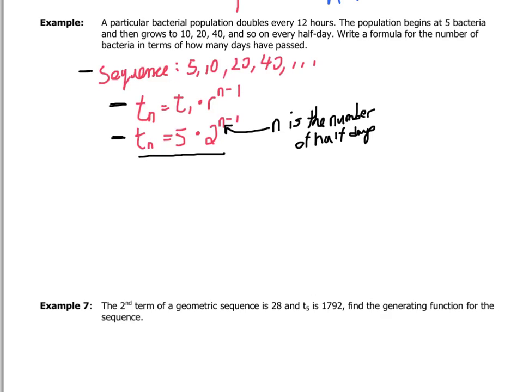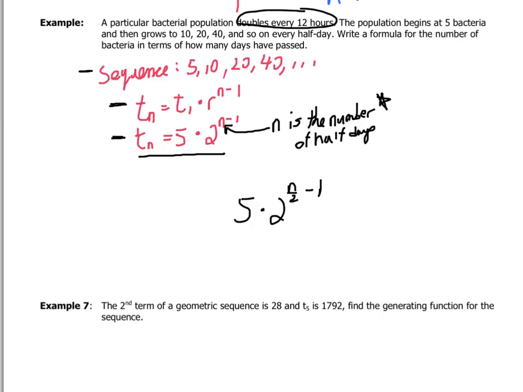Now we have to be careful here, and I made a little note. n is the number of the term in the sequence, and so it's the number of half days that have passed. Remember, this is doubling every 12 hours. So n is the number of half days. If we want to write a formula in terms of the number of days that have passed, it's going to be given by this: 5 times 2 to the power of n over 2 minus 1.